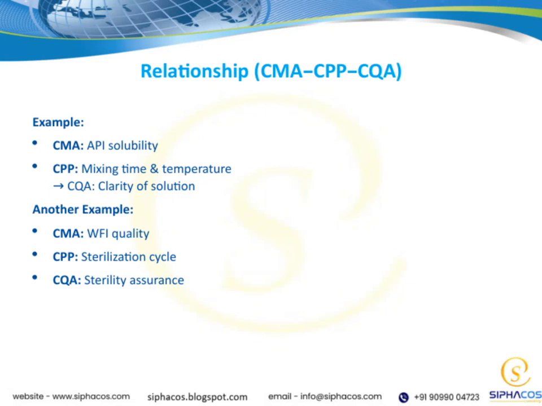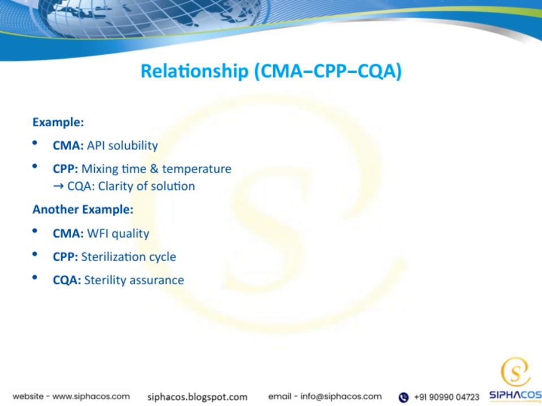Let's take a closer look at the relationship between CMA, CPP, and CQA. So, starting with CMA, or critical material attributes, these are the specific properties of raw materials that can impact the final product. For example, API solubility is a key CMA because it influences how well the active pharmaceutical ingredient dissolves. Next, we have CPPs, or critical process parameters. These are the variables during manufacturing that can affect those critical material attributes.